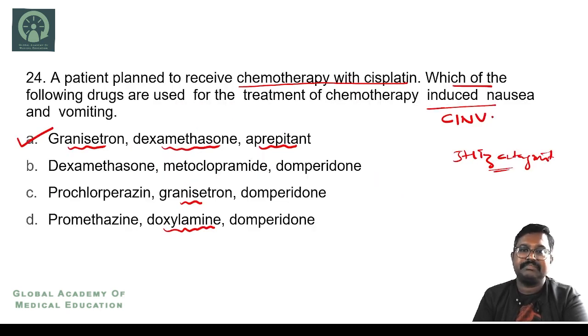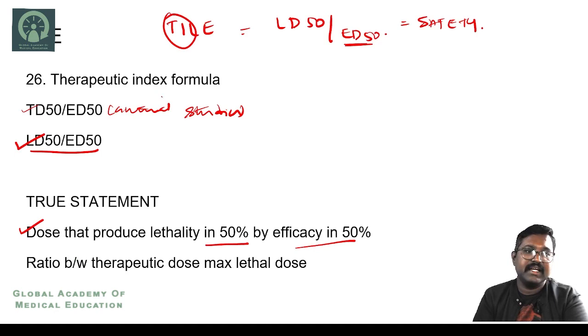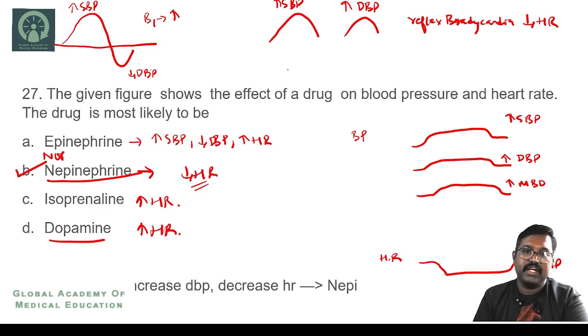And chemotherapy with cisplatin, where there is a chemotherapy induced nausea and vomiting, the best option is the granisetron, dexamethasone, and the aprepitant. And next we have a ptosis, muscle weakness, which was improved on neostigmine. The diagnosis is myasthenia gravis. So regarding therapeutic index, you need to remember it is LD50 by ED50. It is a measure of safety. So which of the following drug will have a blood pressure and heart rate, which was given in the graph? So it is related to the norepinephrine.